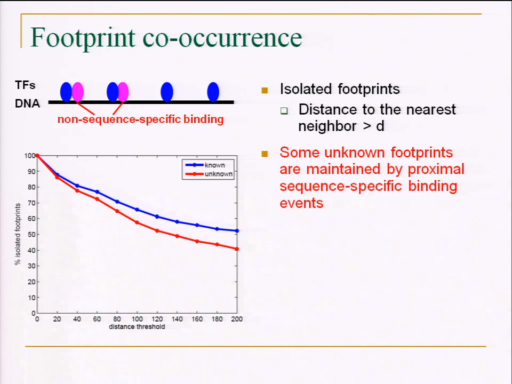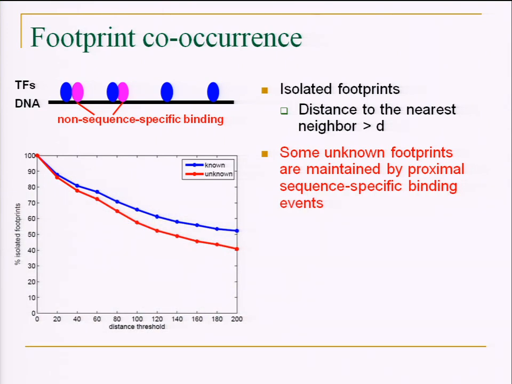So in this plot, the x-axis is the distance ratio and the y-axis represents the isolated footprint fraction in each group. At a given distance ratio, for example, we could observe that 60% of unknown footprints are isolated, which means each of them is at least one meter away from its neighbor. Overall, we find more unknown footprints to be isolated than known footprints.